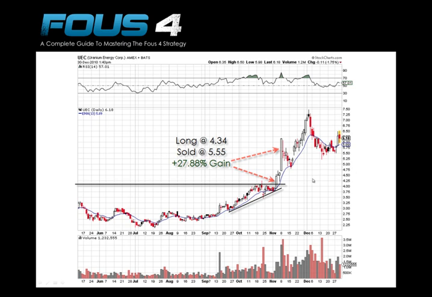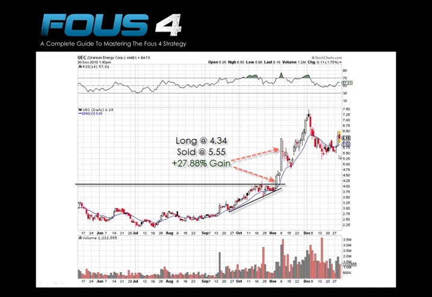Next whole number resistance, next up at 6. Whole number resistance. But we got this huge single day gain. As I said before, if you can catch a huge single day or a multi-day rally, take advantage of it and lock in your profit. And that's exactly what I did here. I sold the stock at 5.55 from 4.34 for a 27.88% gain.